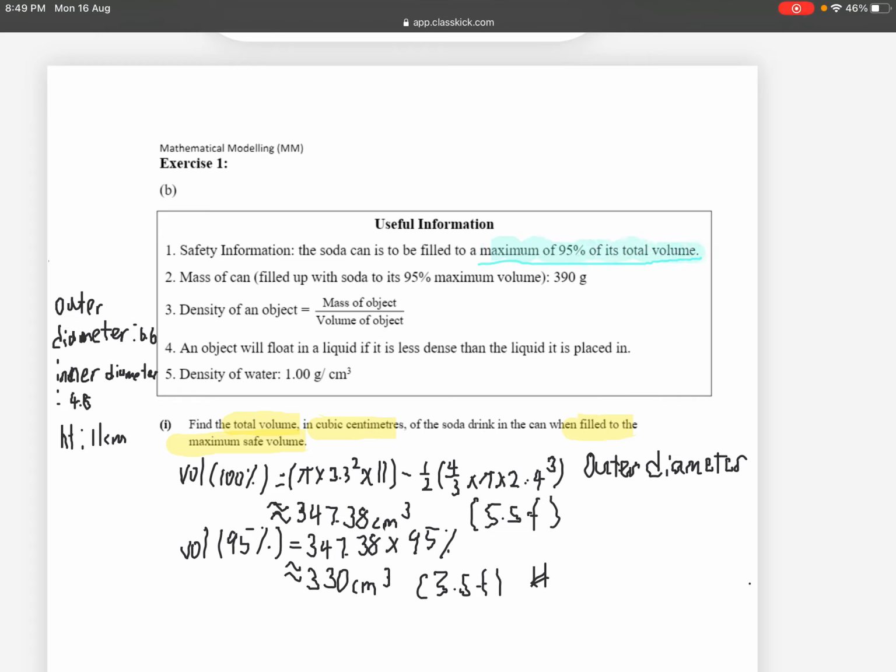Then, the mass of the can, which is filled up with soda to 95% of the maximum volume, is 390 grams. Number 3, the density of an object: the formula for density is mass over volume. And number 4, an object will float in a liquid if it's less dense than the liquid it is placed in. And finally, we have the density of water.